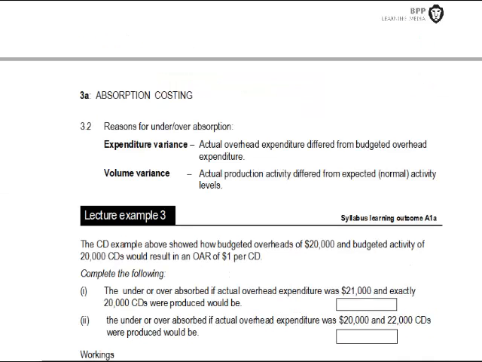Now, if we get the top part of that overhead absorption rate wrong, then this relates to something we call an expenditure variance. This is when our actual overhead expenditure differs from our budgeted overhead expenditure. If we get the bottom part wrong, then that is a volume variance, and that relates to the volume being different to what we expected. We'll be looking at these later in the course when we calculate those variances in more detail.